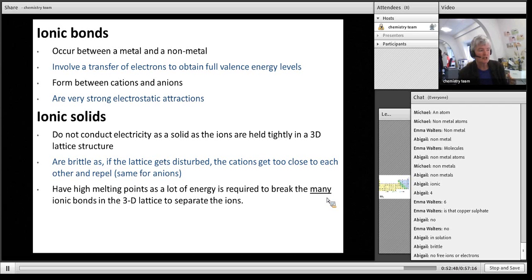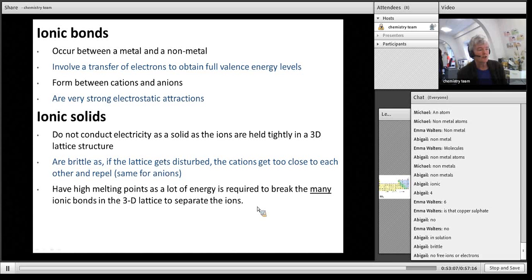So mention the 3D lattice again. You can also explain that in a 3D lattice there are more bonds because each ion is being held in the front and the back and the sides: left, right, top, bottom, front, back. So you've got to break many of these bonds to melt a solid.